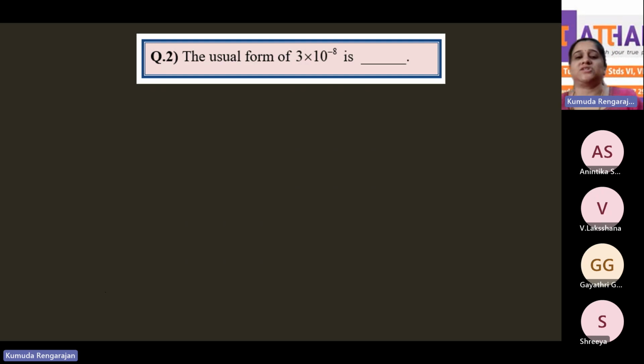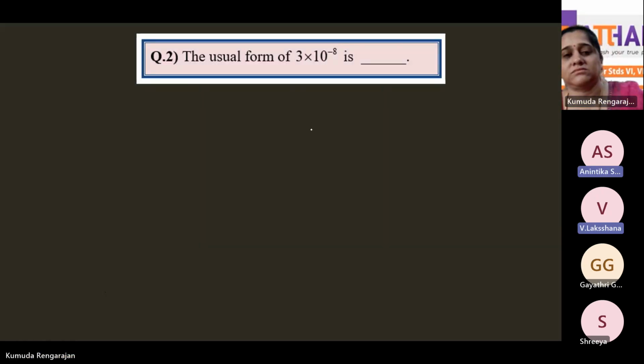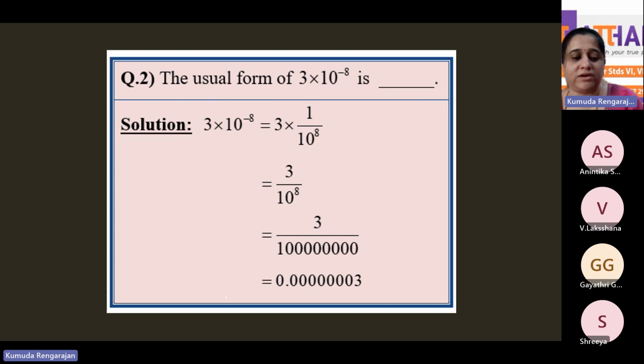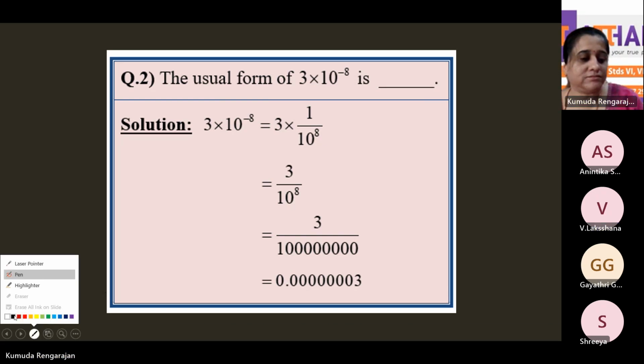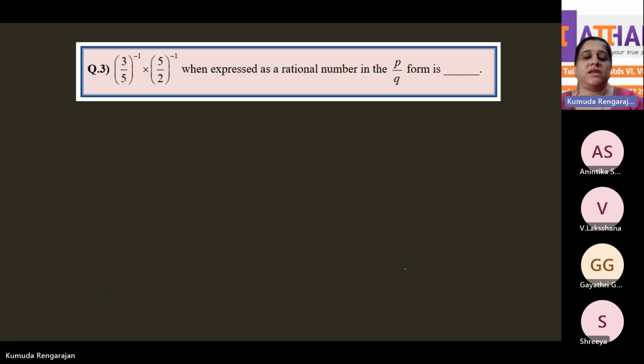Next one, Lakshana. I don't want the steps. I want only the final answer. What's the final answer? Ma'am, it's 0 point followed by 7 zeros and 3. 0.0000003. Very good, Lakshana. Next, Anantika.